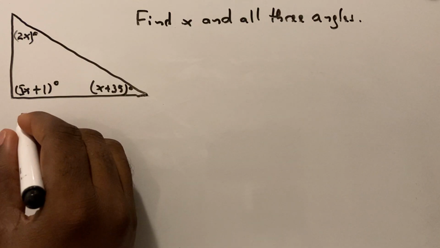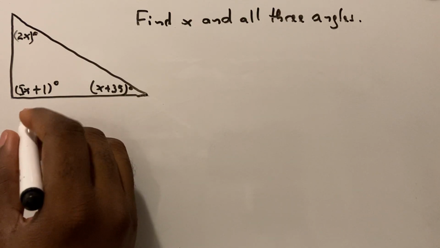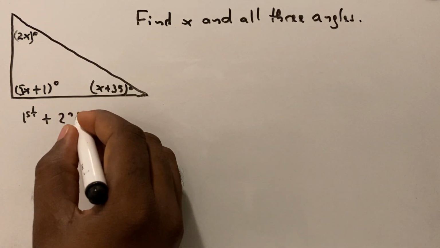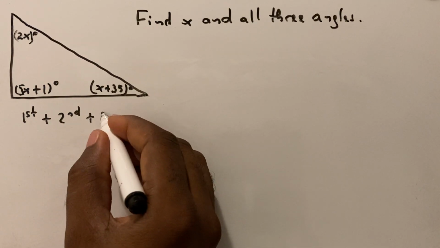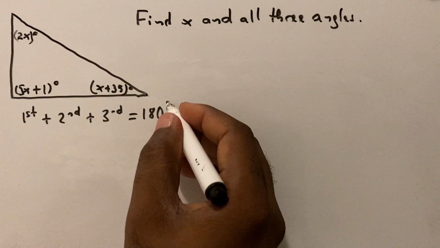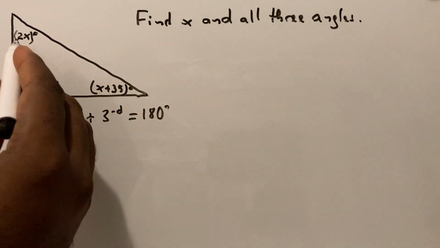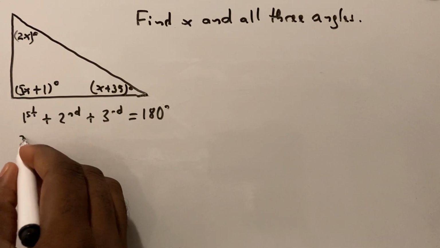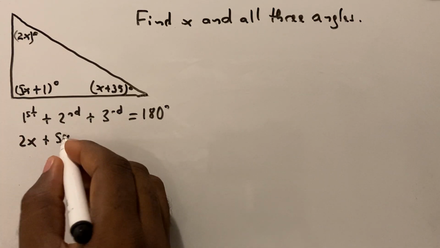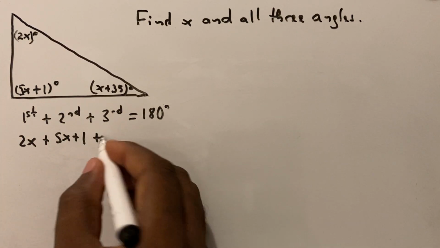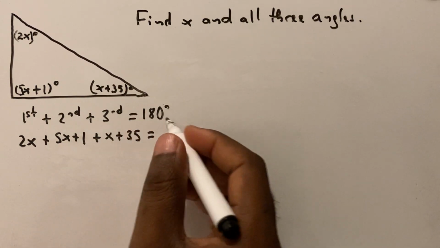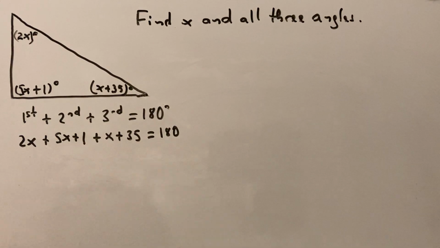So that means if you add the first angle to the second angle, to the third angle, the answer will be 180 degrees. This is actually an equation because you know the first angle, the one on top, is 2x, plus the second one, which is 5x plus 1, plus the third one, which is x plus 35. And this sum is 180.